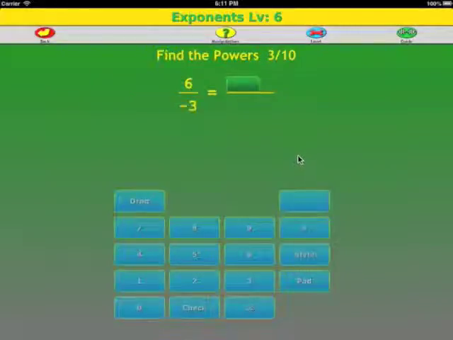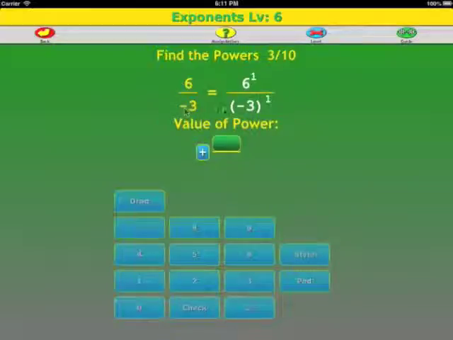Let's do one more example. Here's a simple example. 6 is our base. It's only repeated once. Negative 3 is our base, and it's only repeated once. There's one negative sign. That's odd. So our answer is negative.